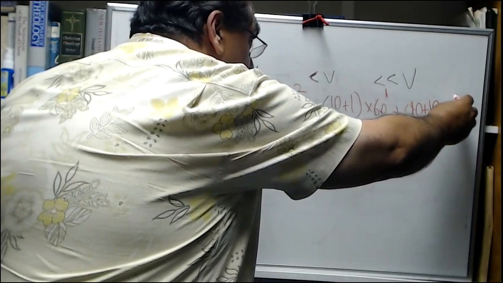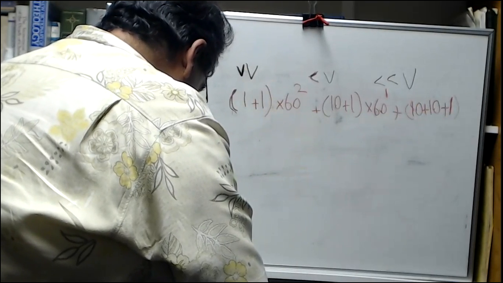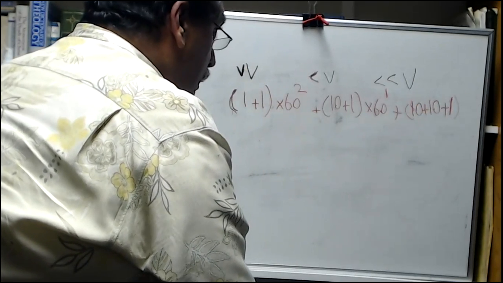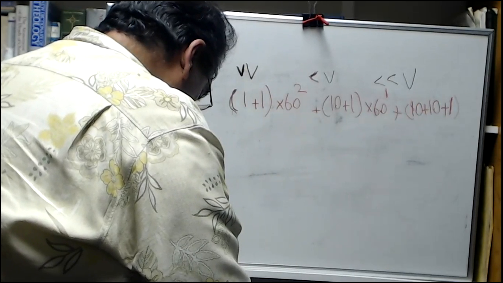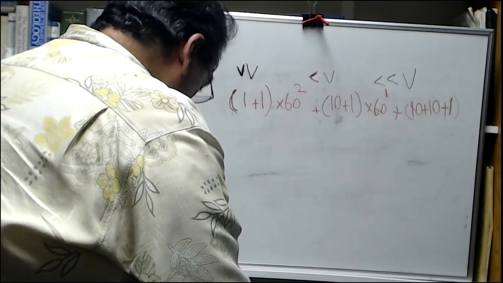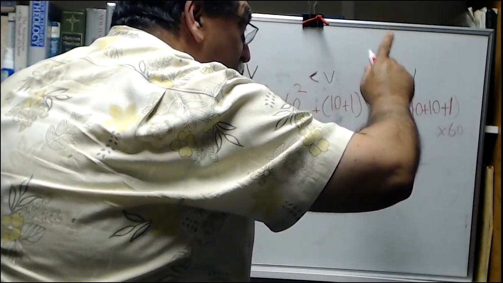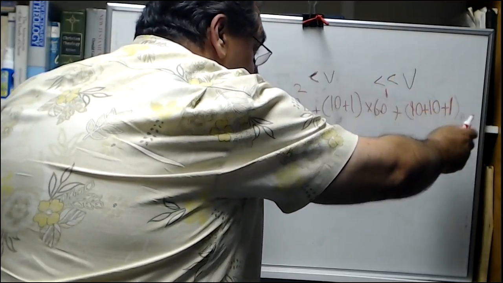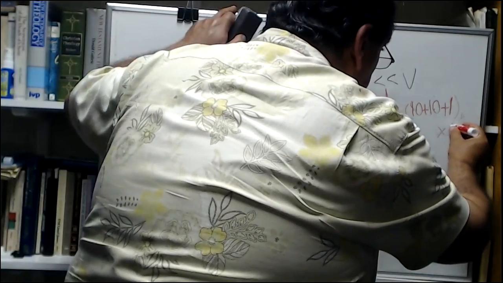This is on the first position. So when it's in the first position, you multiply by 60 to power of n minus 1. 1 minus 1 is 0. Any number to power of 0 is 1. So we multiply by 1.